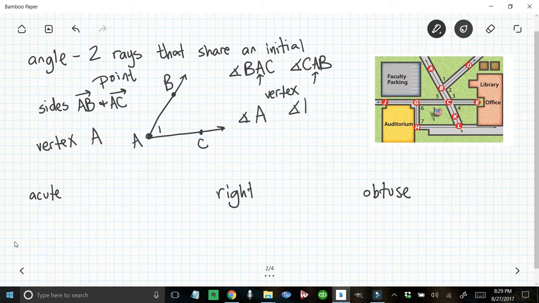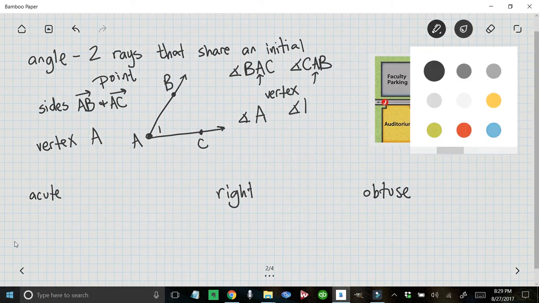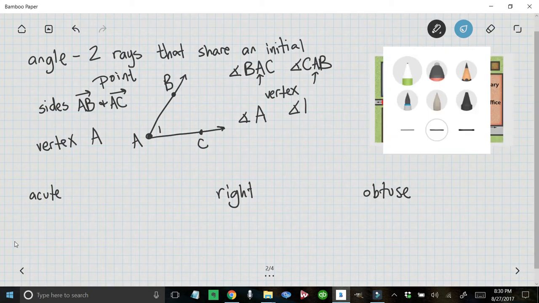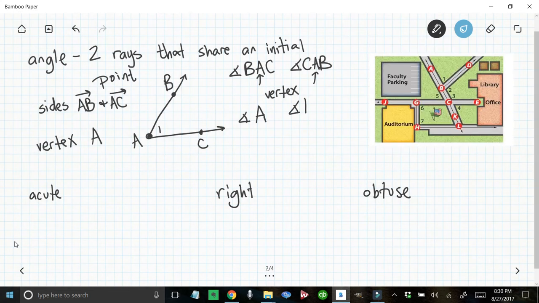And I'll show you over here with this picture. There's actually a lot of different angles that are formed. This is supposed to represent, like at a school, if these are different sidewalks. You can see here that there are a lot of different angles that are formed. So let's say I wanted to, let me change the color here. Let's say that I wanted to talk about this angle right here.